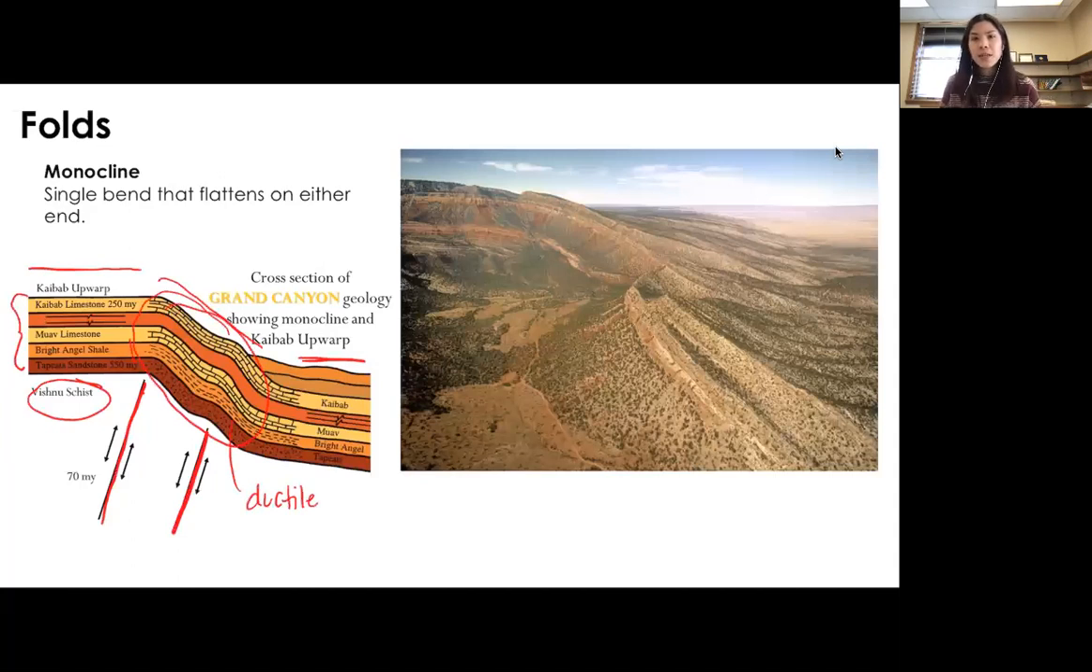And on the right here is an image of this same monocline that's shown in the diagram. You can see the flat rock layers on the left side then dive down and flatten out again on the right.